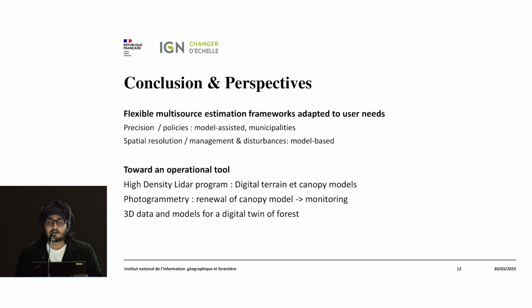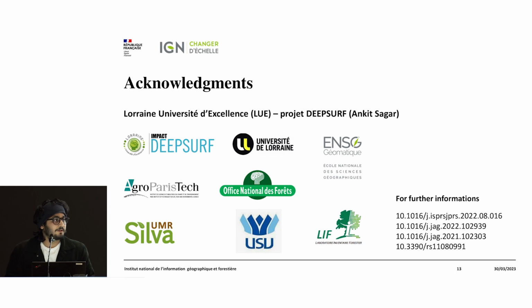But the problem with LiDAR is that it is a little bit expensive, so we came up with an alternative called photogrammetry, like aerial images, which is cheap given that a good digital terrain model is available. It could be operational. It is actually operational in many NFIs, and 3D data and models for a digital twin of the forest. Thank you for your attention. If you have any questions.